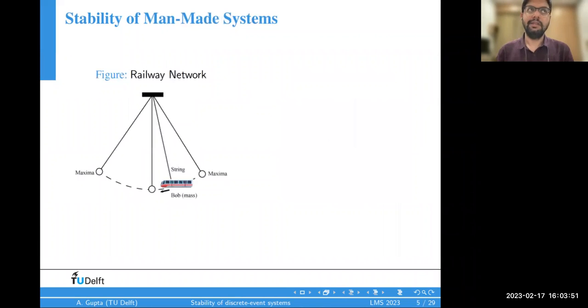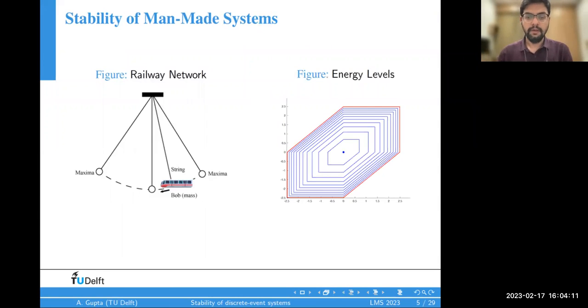And coming to the stability of man-made systems, we would have, let's say, a railway network where the equilibrium state can be, for instance, the timetable that we design. And we would like to know if we have a certain amount of disruption in the system, does the system have the ability to dissipate that time delay somehow, and come back to an energy state that is minimum at the timetable. So the energy levels can have a very different schematic, and I chose this one because, yeah, it will come later. It looks like a max plus polyhedron.